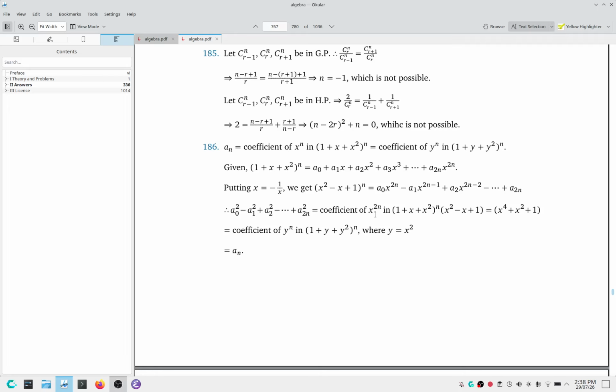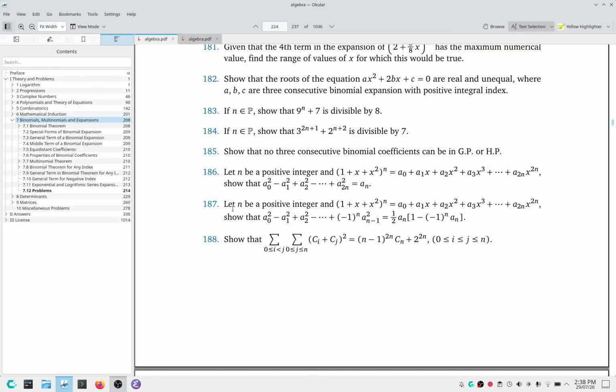Now a0 squared minus a1 squared plus a2 squared and so on up to a2n squared is equal to the coefficient of x to the power 2n in the product of these two, that is the coefficient of x to the power 2n in (x to the power 4 plus x squared plus 1) to the power n. Now the coefficient of this is equal to the coefficient of y to the power n in (1 plus y plus y squared) to the power n, where y is equal to x squared, and that is equal to an.